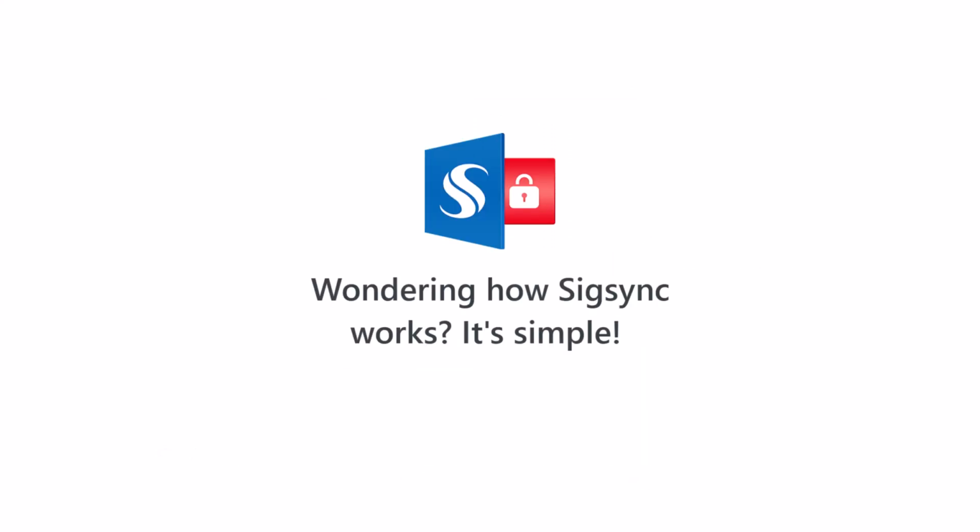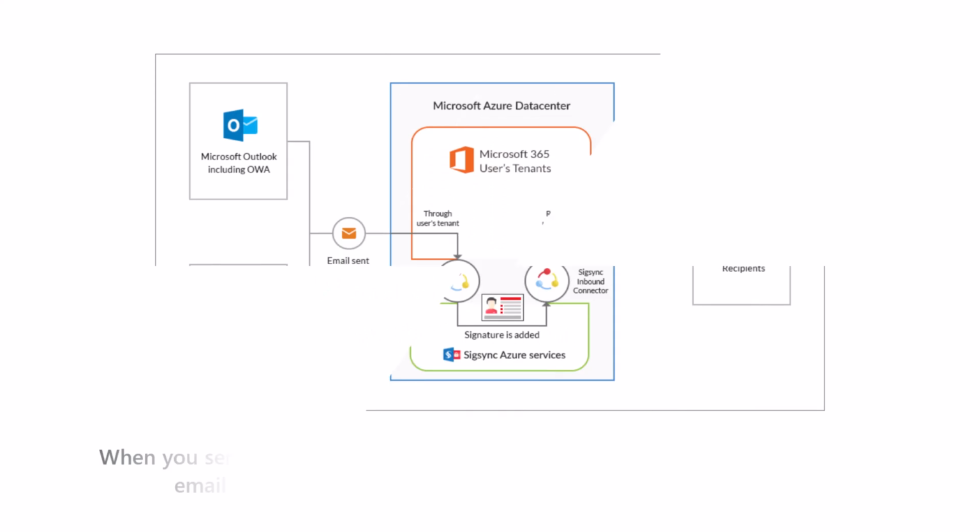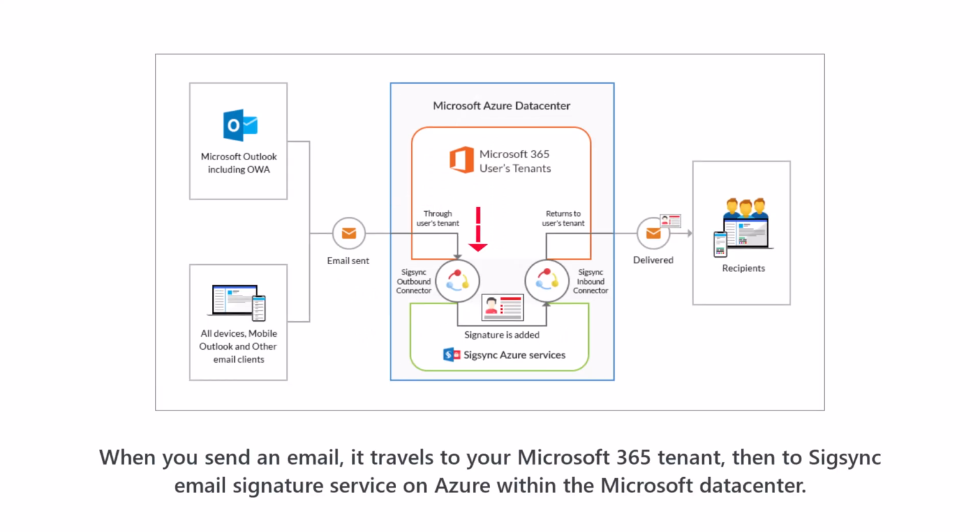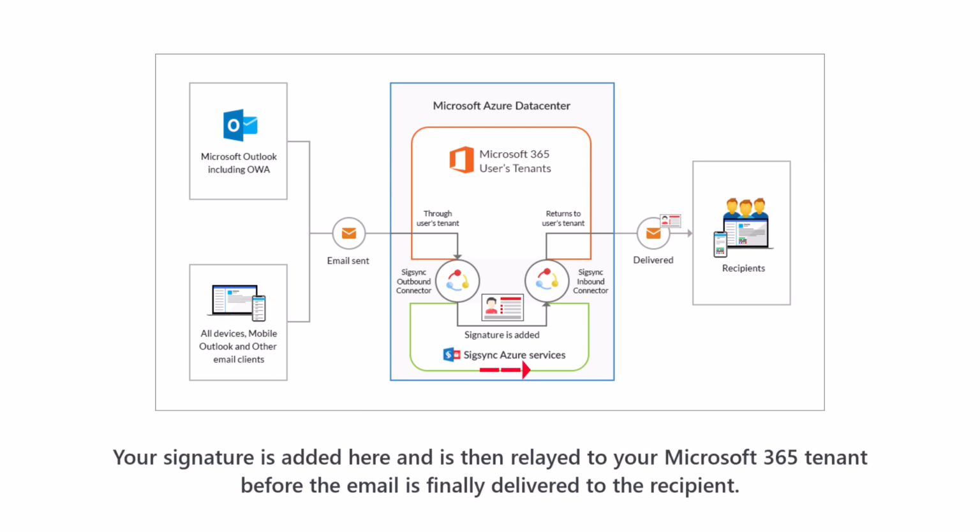Wondering how Sigsync works? It's simple. When you send an email, it travels to your Microsoft 365 tenant, then to Sigsync Email Signature Service on Azure within the Microsoft Data Center. Your signature is added here and is then relayed to your Microsoft 365 tenant before the email is finally delivered to the recipient.